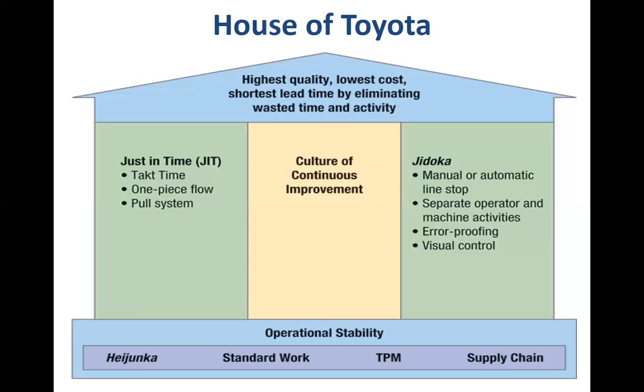And then you need a foundation of operational stability that is achieved by Heijunka, by standard work, by total preventive maintenance, and by having supply chain coordination. So again, many of these things were part of the considerations that we talked about as the discussion of the lean systems. So overall, in this presentation, I highlighted some of the process considerations for lean systems, how they operate, and then we looked at what Toyota production system is and what are the foundational aspects of Toyota production systems.